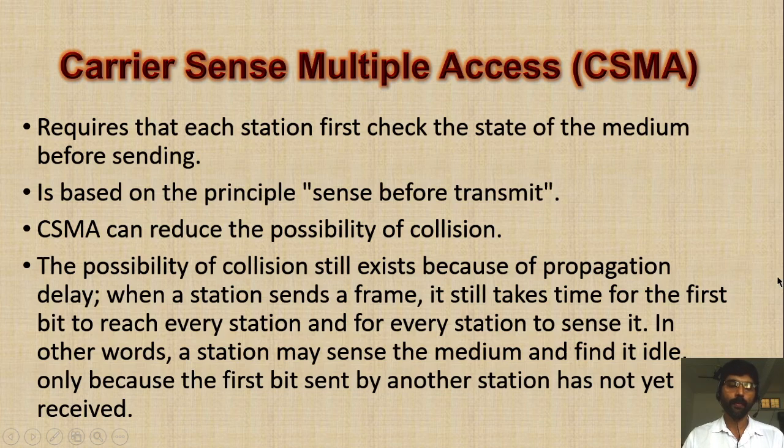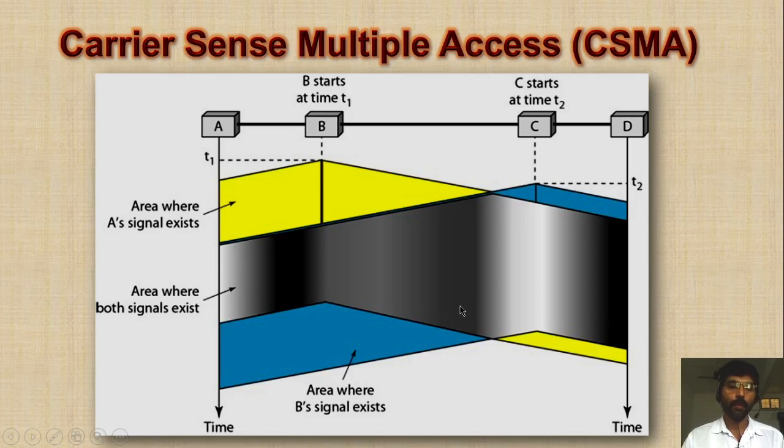Now I will explain with an example. Here A, B, C, D are the stations or computers connected in the network, and these computers want to transmit data frames over the network, and this vertical line indicates the time frame at which these stations are transmitting the data.